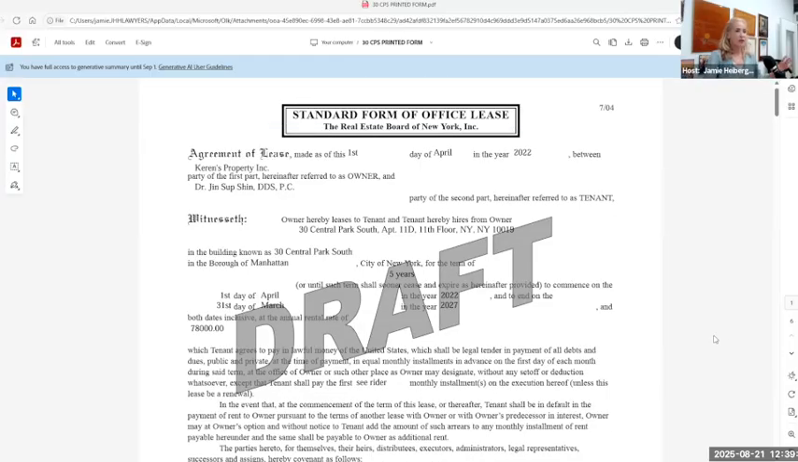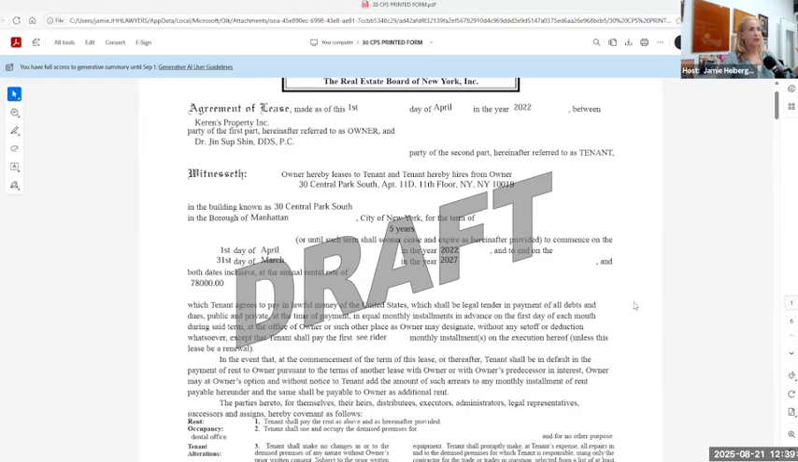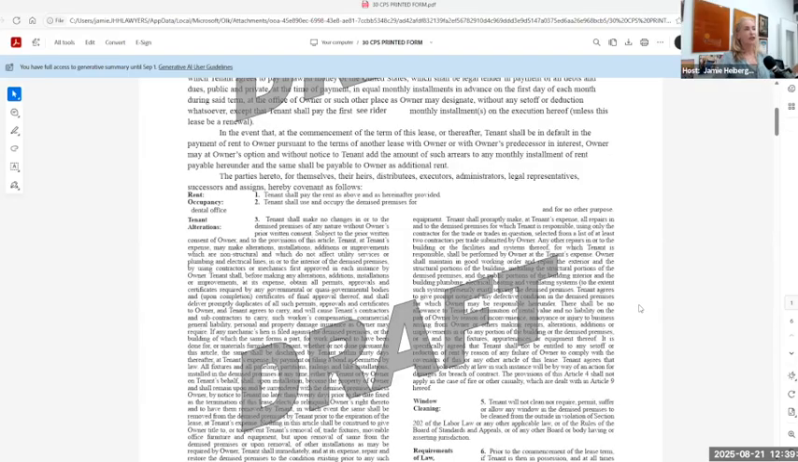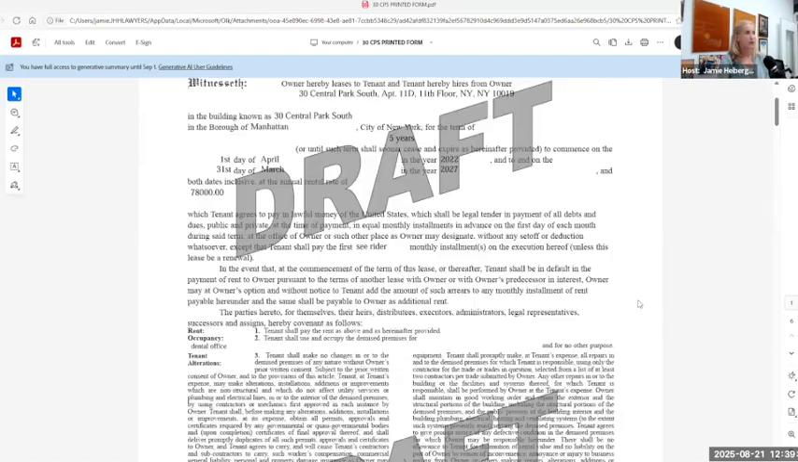Now, the first one I'm going to show you is an office lease form, and this is a REBNY lease form. Just so everyone's aware, I know that there are people that just take the REBNY lease and make copies of it. It's not legal to do that. These are copyrighted forms, so we always do them in draft, and then we buy a new form to do our final one when our clients agree on the terms.